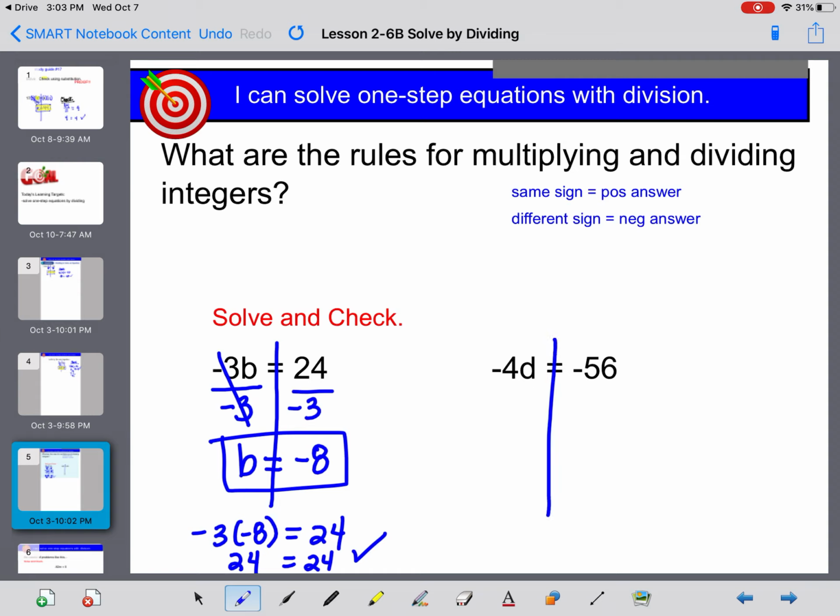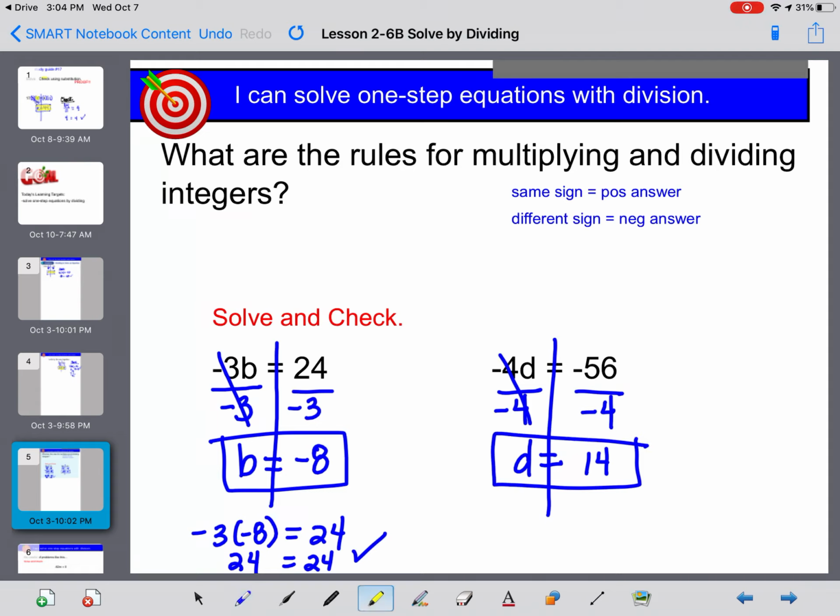Okay, look at this one. Here I've got d times -4. Make sure you're aware that this means multiply. So we are going to do the inverse, which is divide by -4. Do not write the d down there. Just the -4. D stays alone. Then I write what's left. D equals, and then 56 divided by 4 is 14, and a negative divided by a negative is a positive.